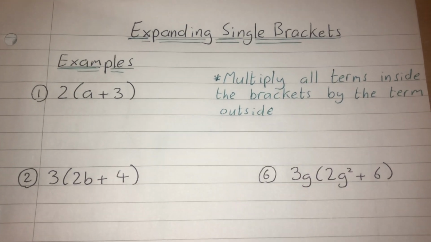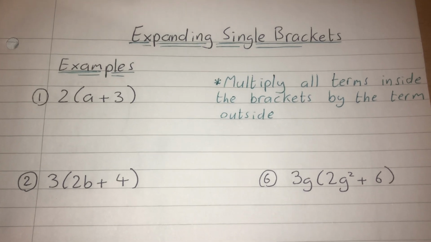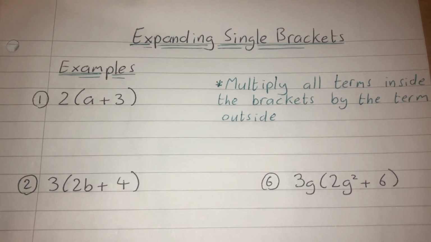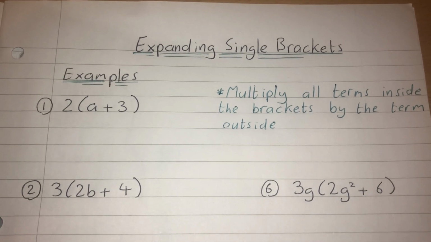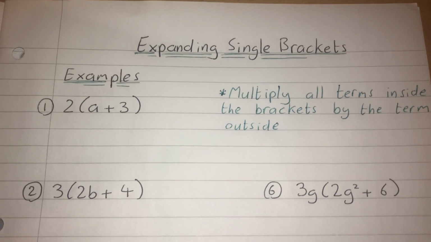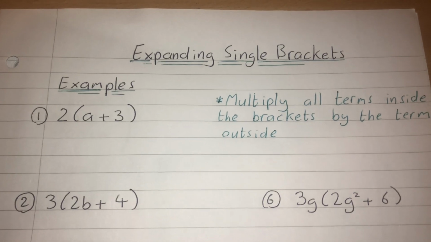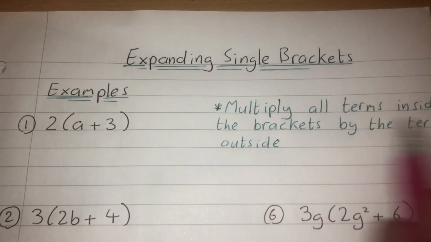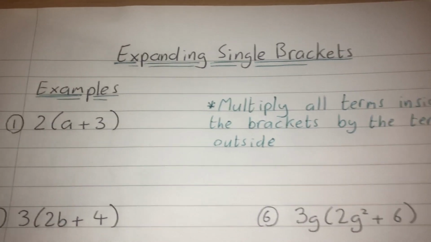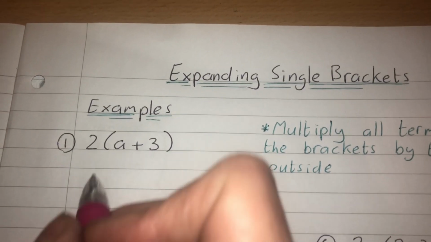I've also done a previous video on multiplying terms in algebra, so it's also a good idea to have a look at that before tackling some of these questions, just as a refresher on what happens when we multiply terms in algebra as well as our rules of indices. Okay, so keeping in mind what we've been asked to do and our basic rule here, to multiply the terms inside the bracket by the term on the outside.